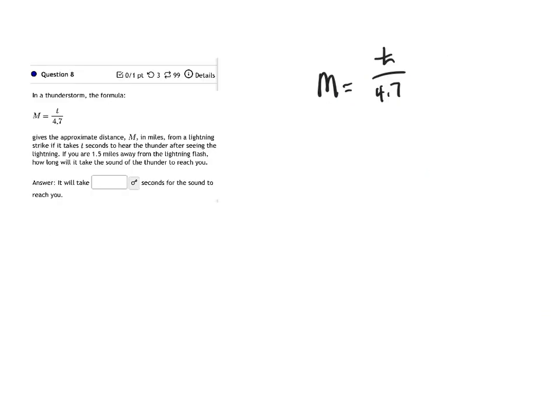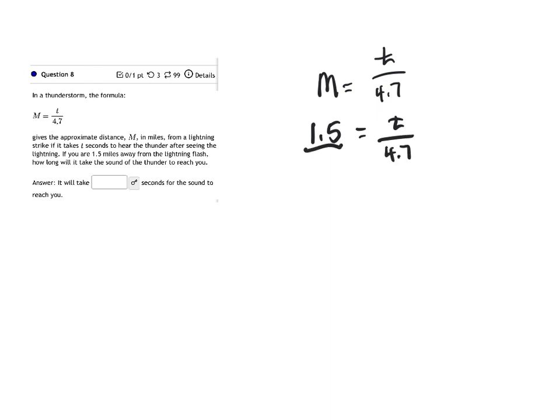Okay, now we're talking about thunder and lightning. So they give you the formula, and the M represents the distance in miles from a lightning strike if it takes T seconds to hear the thunder after seeing the flash. So if you're 1.5 miles away from the lightning flash, how long will it take the sound of thunder to reach you? So we're looking for T. So the miles is 1.5, so that's 1.5 equals T over 4.7.